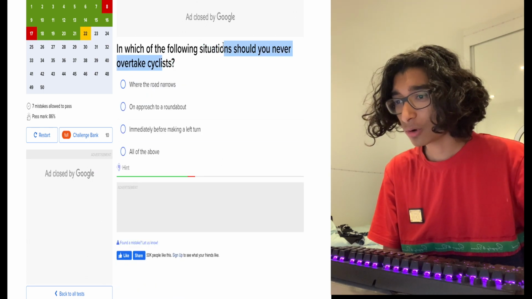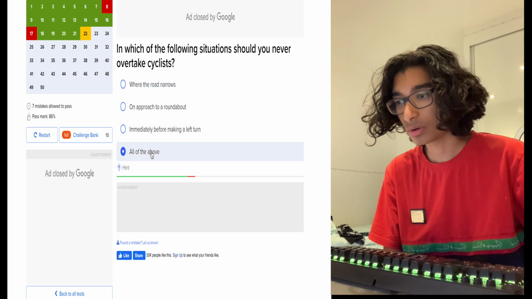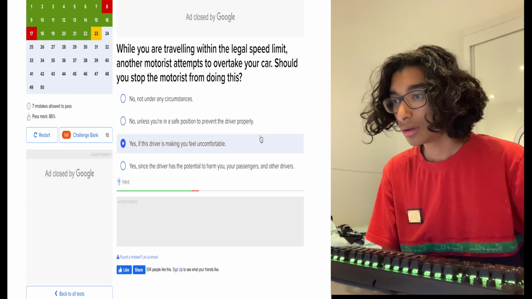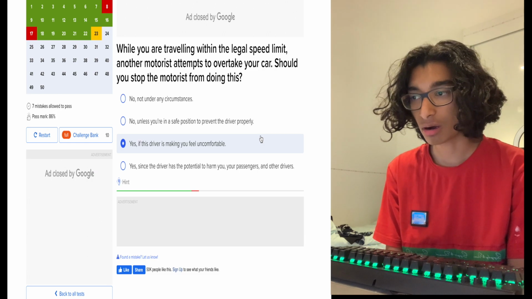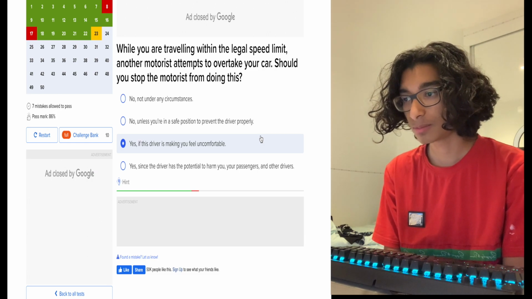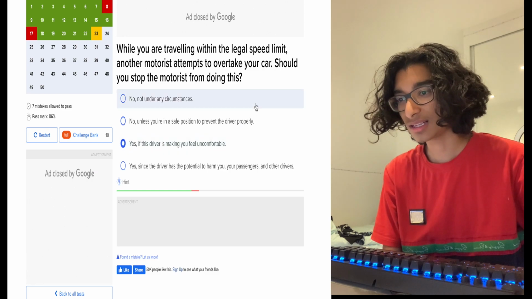Yeah. In which of the following situations should you never overtake cyclists? All of the above. Yeah. While you're traveling within the legal speed limit, another motorist attempts to overtake your car. Should you stop the motorist from doing so? No, not under any circumstances. I think that's the only one. No, unless no, it has to be no.